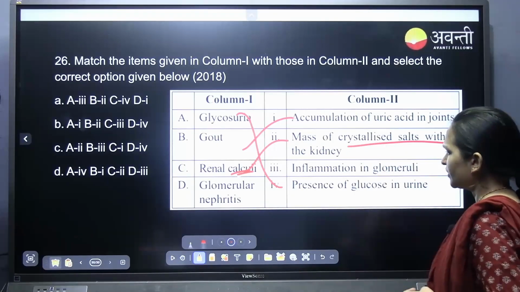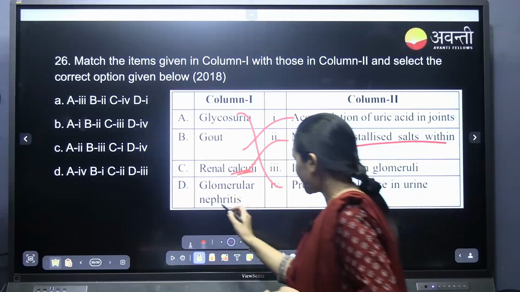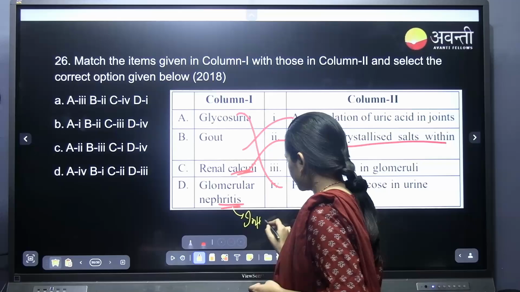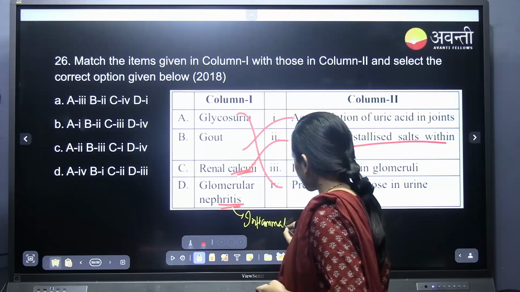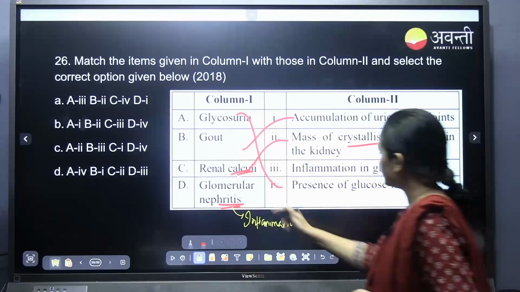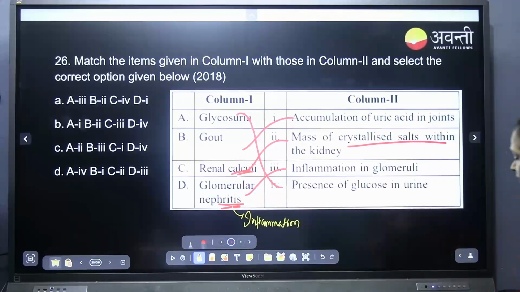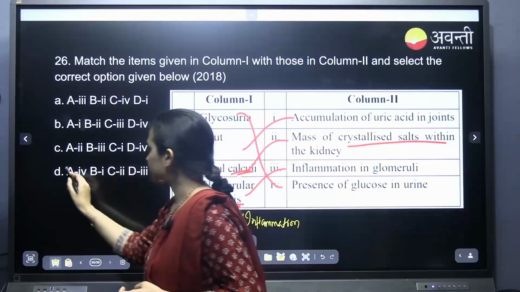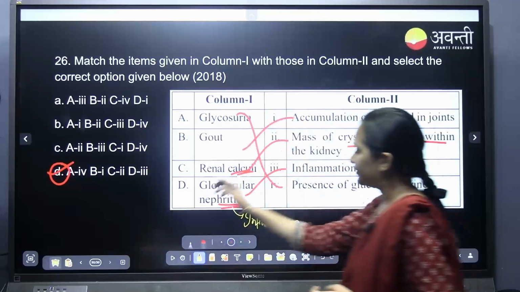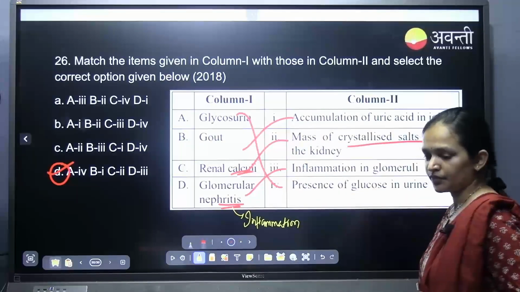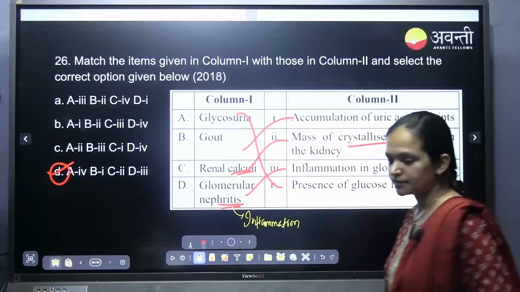Oxalates. Glomerular nephritis. Nephritis, in a sense, is inflammation. Inflammation of glomeruli or glomerulus. So with the first match itself we got the answer, that is D, the correct answer. A4, B1, C2 and D3. This was a really easy question.